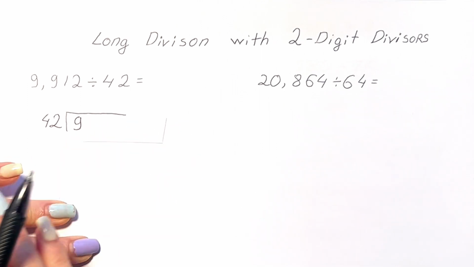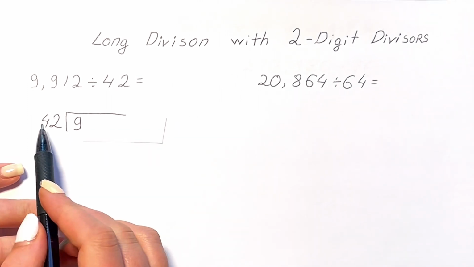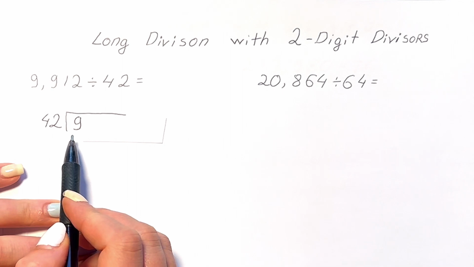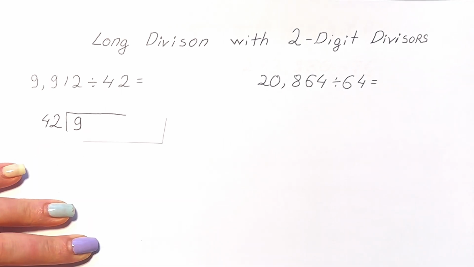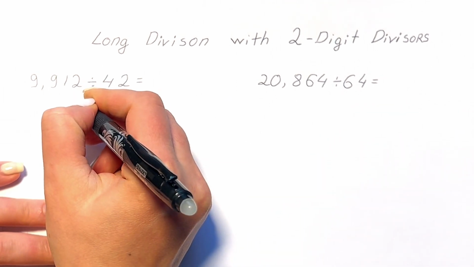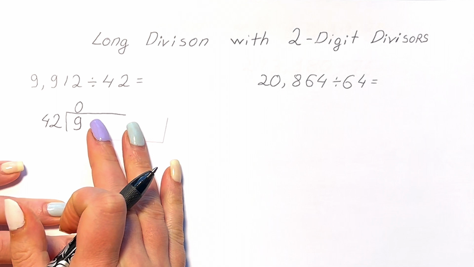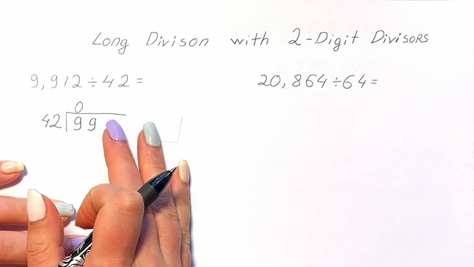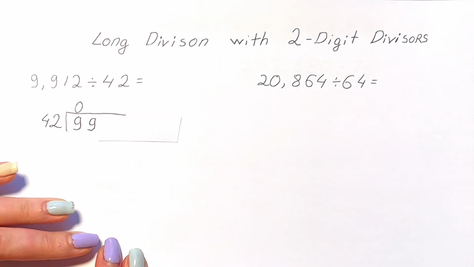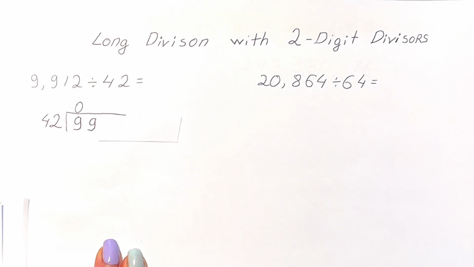Okay, let me cover the other digits. 42 goes into 9 how many times? 0 times. So I'm gonna put the 0. Then I'm gonna bring down the next digit. 42 goes into 99 how many times?